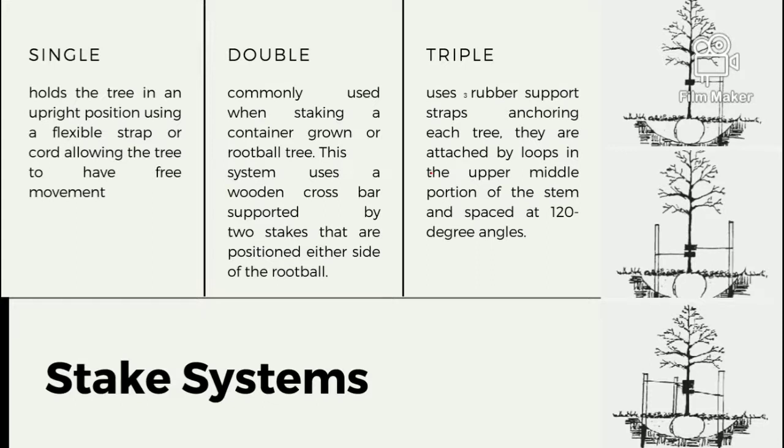Double uses two stakes or a wooden crossbar that is attached to the tree very near, so the tree is not able to move. The triple stake system uses three stakes, which you have to place at a 120-degree angle and then place in the ground. So actually, you're not staking anymore, you're guying the tree.